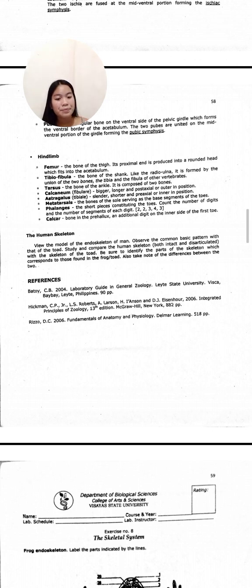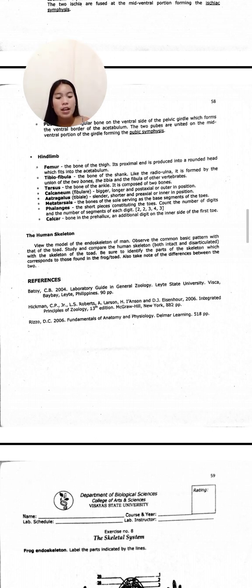So next is the human skeleton. So the human skeleton, view the model of the endoskeleton of man. Observe the common basic pattern with that of the toad. Study and compare the human skeleton. What is human skeleton? So human skeleton is the framework of bones and cartilage that supports and protects the soft tissues and the internal organs of the body. So ang human skeleton usab siya nga ga-support sa atong internal organ sa atong panglawas.